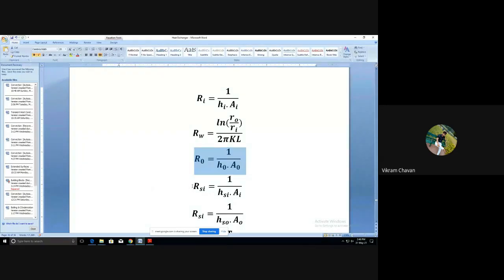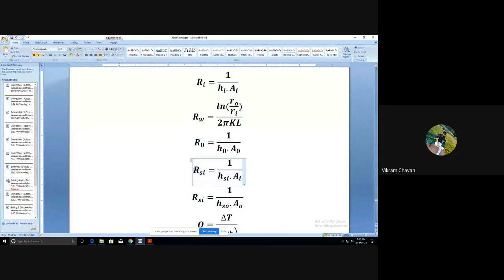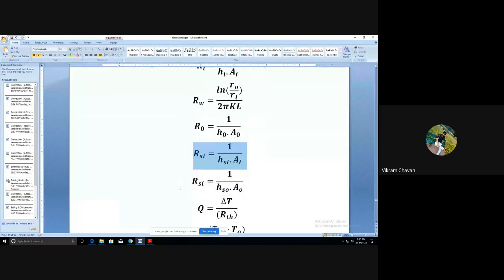Now we have to consider the scaling resistance. The inner surface scaling resistance will be R suffix Si, equal to 1 divided by H suffix Si multiplied by A suffix I. And for the outer surface scaling resistance, we consider R suffix S naught, which will be equal to 1 divided by H suffix S naught multiplied by A naught.